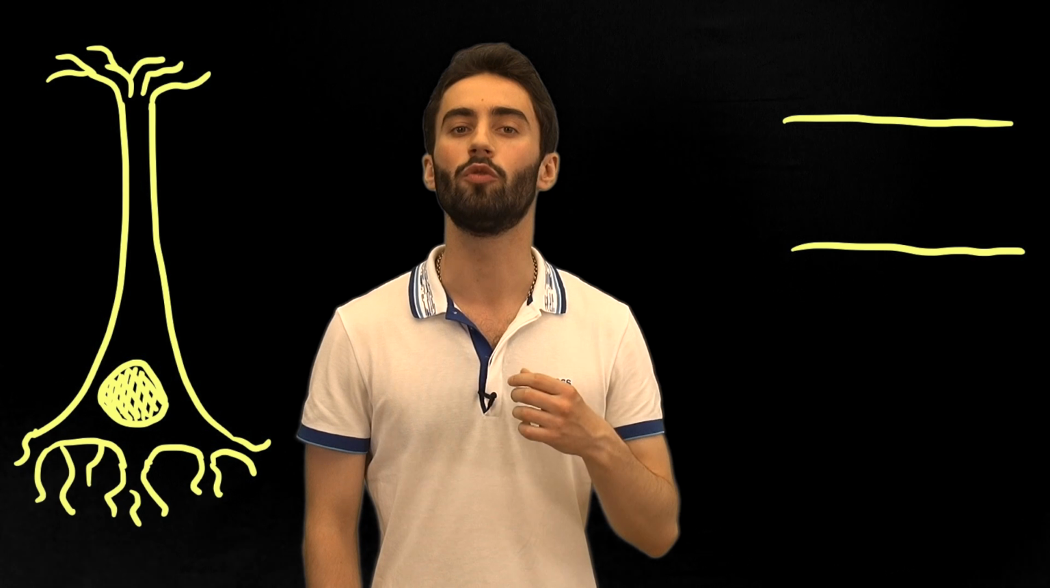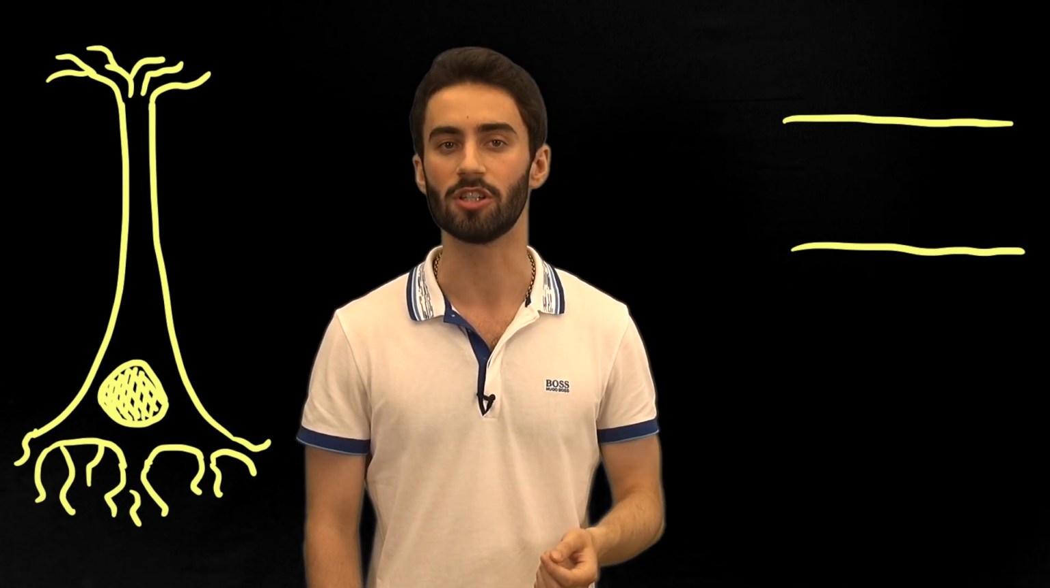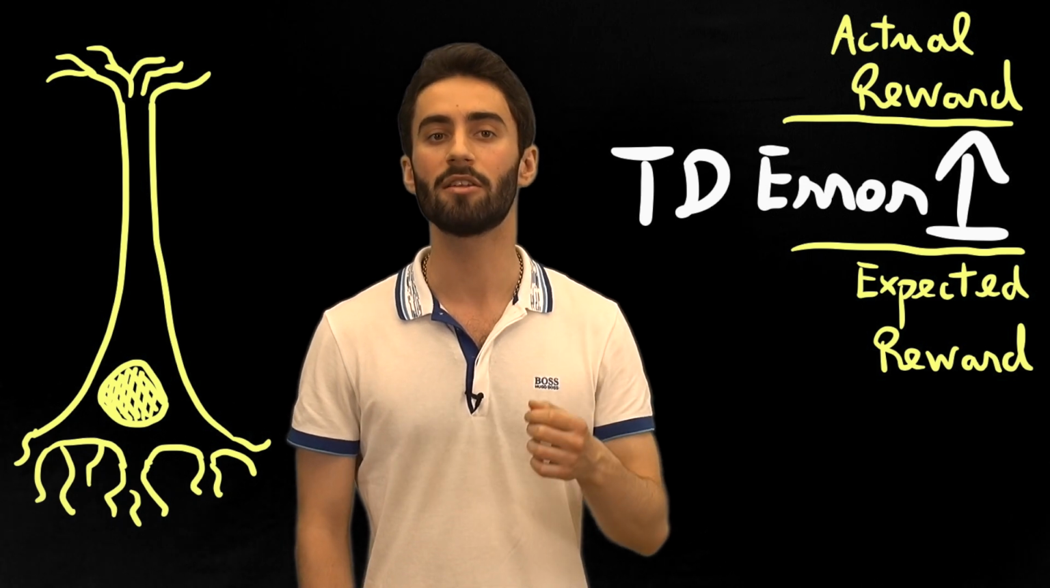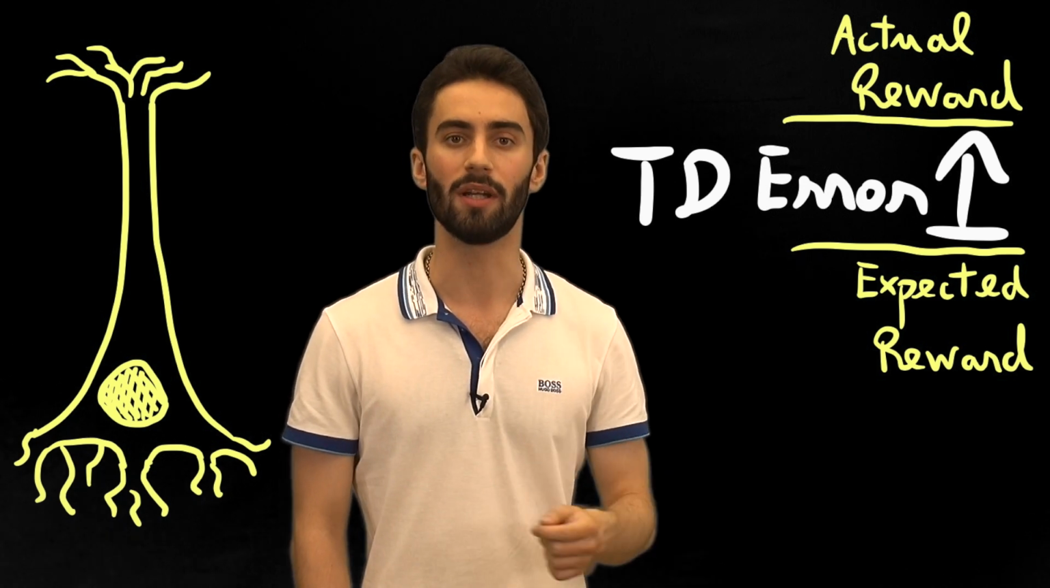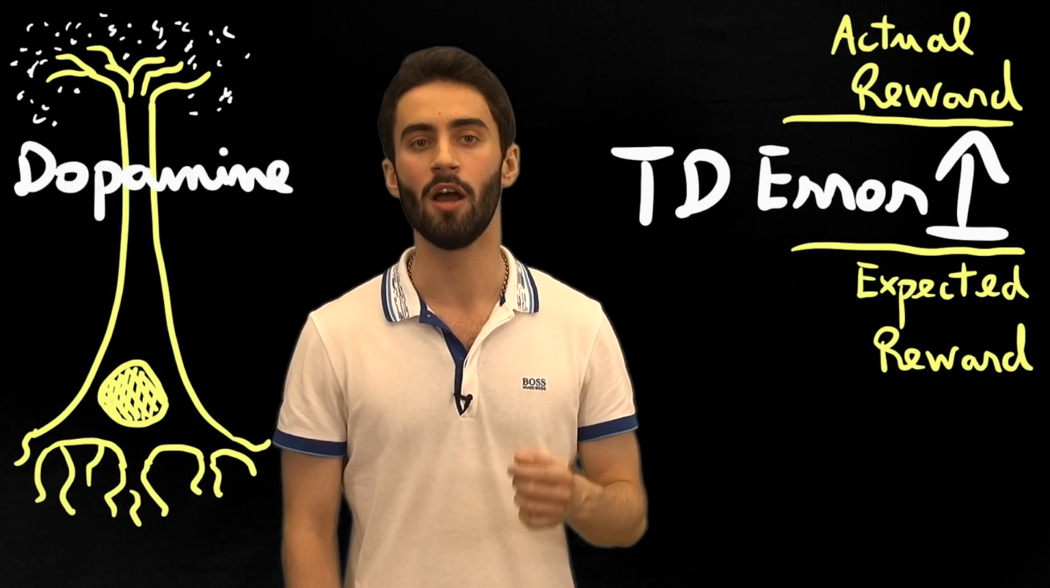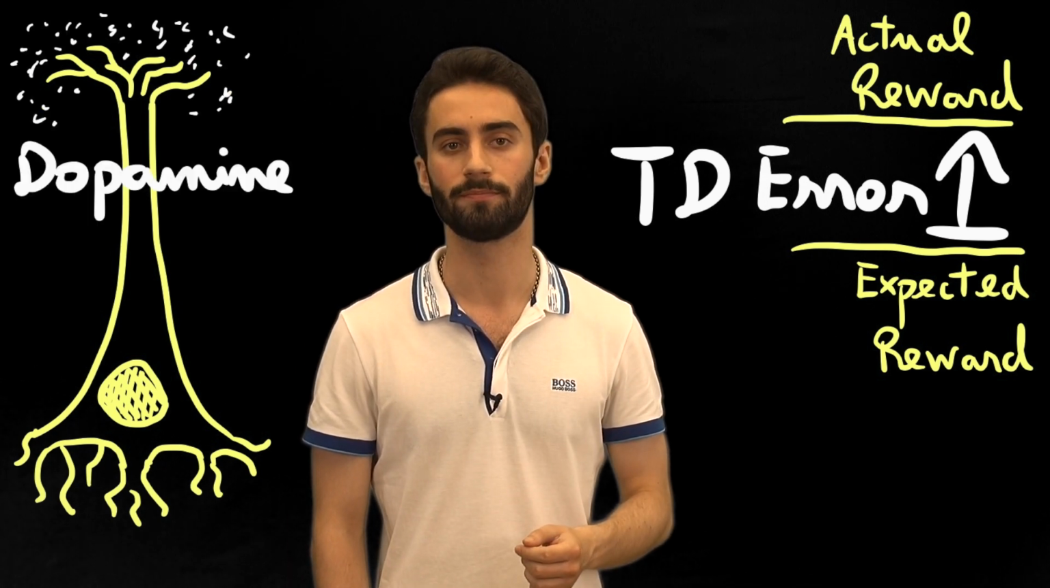Sometimes these models can even correspond to actual neurobiology, as in the case of temporal difference learning, based on measuring the discrepancy between actual and expected reward, closely describing the firing of dopaminergic neurons.